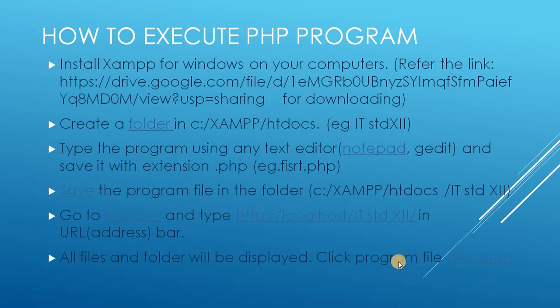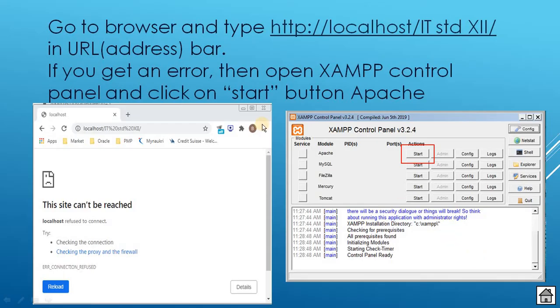So here, all files and folders will be displayed. You can click on the file that you want to open. For example, if you want to open first.php, you click on first.php. Now, sometimes it might happen that after typing http://localhost/ITStandard12, you will not get the list of files and folders. Instead, you might get an error.